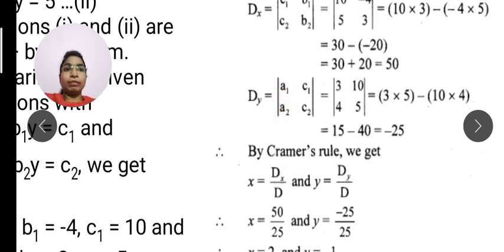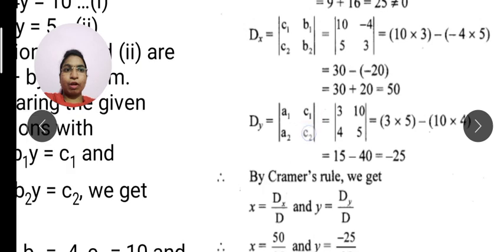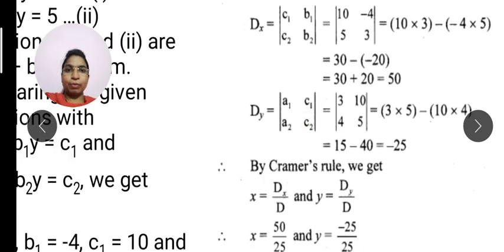at that time you have to skip the coefficient of y, that is b1 and b2, and instead of that you have to write c1 c2. Okay students, then after writing the value of a1 a2 c1 c2, cross multiply it. 3 5s are 15 minus 10 4s are 40. So 15 minus 40 is equal to minus 25.